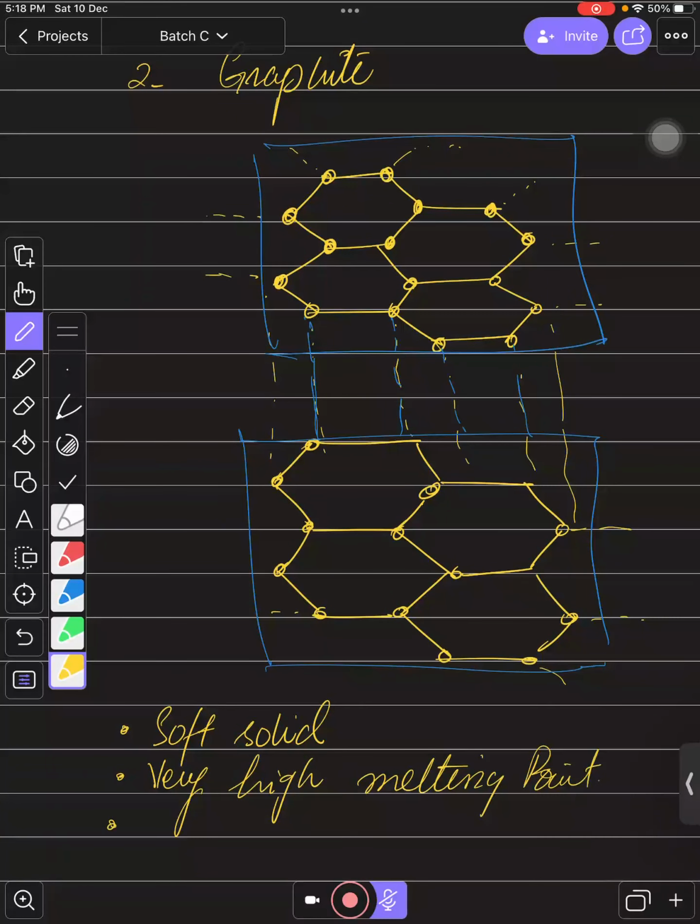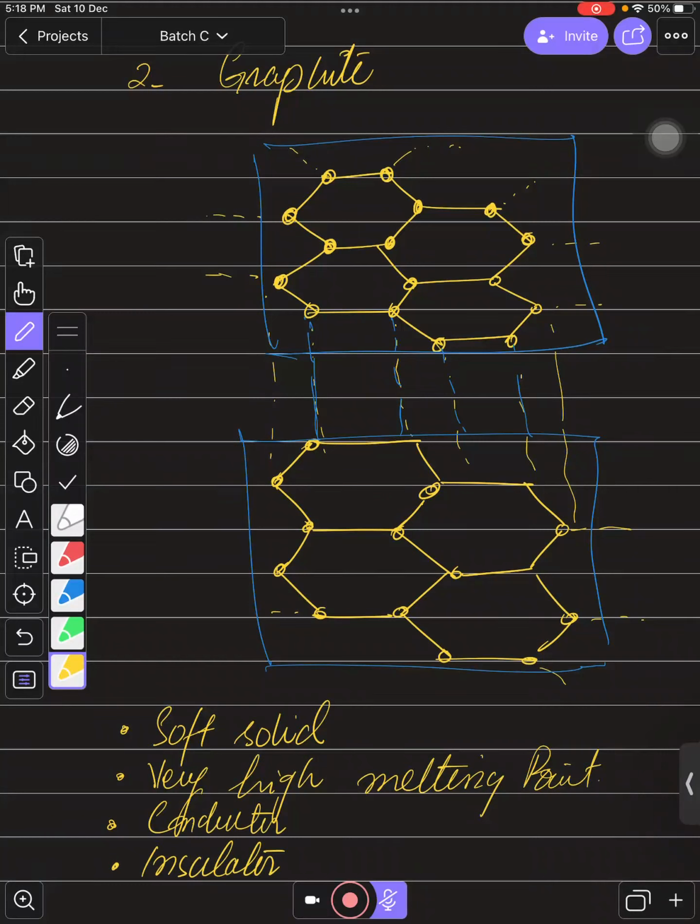But the very unique thing is they are conductors of electricity. They are the only non-metal conductor of electricity. In this whole world, if any one non-metal can conduct electricity, that is graphite. Graphite is the only conductor of electricity.